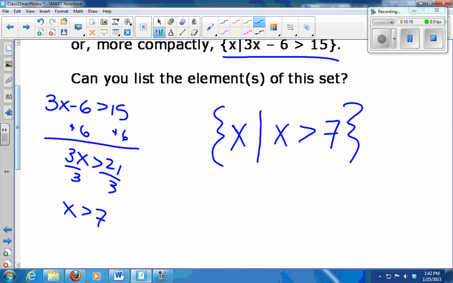It cannot, because 3x minus 6 has to be strictly bigger than 15. If you plug the 7 in, you would get 3 times 7 is 21 minus 6 equals 15. If there was an or equal to sign there, then we'd have an or equal to sign here.